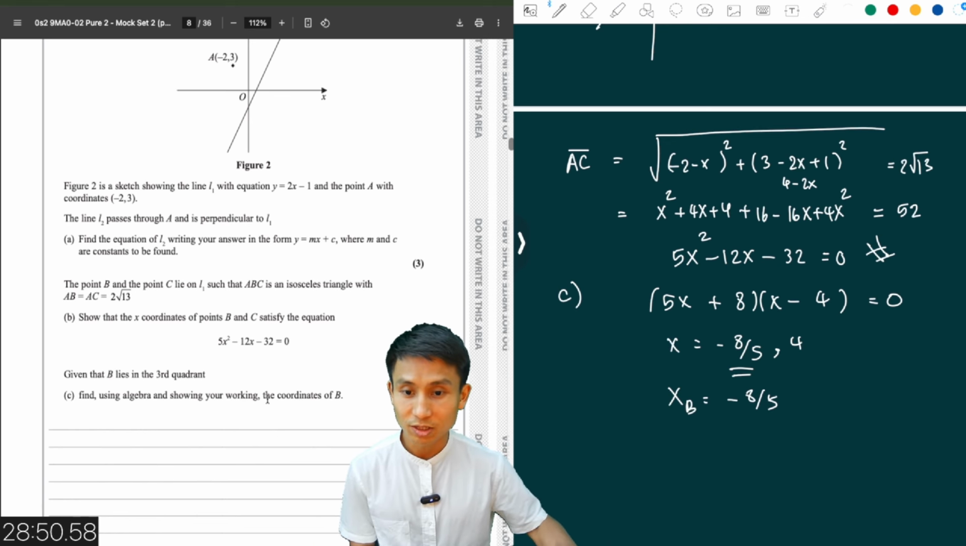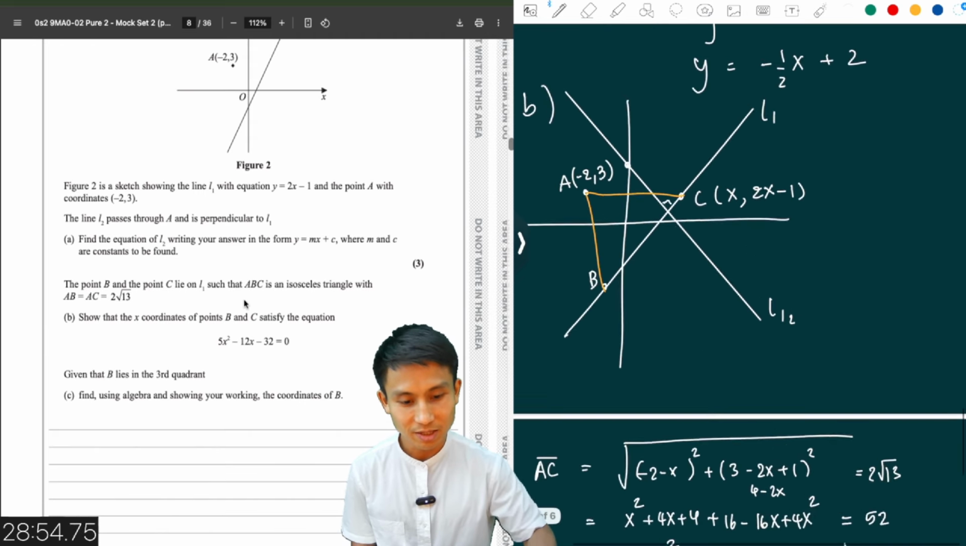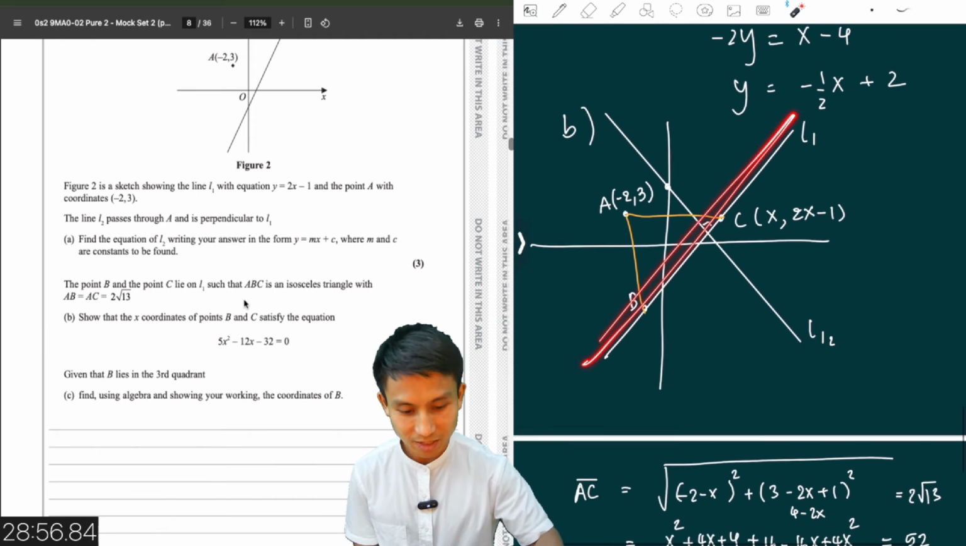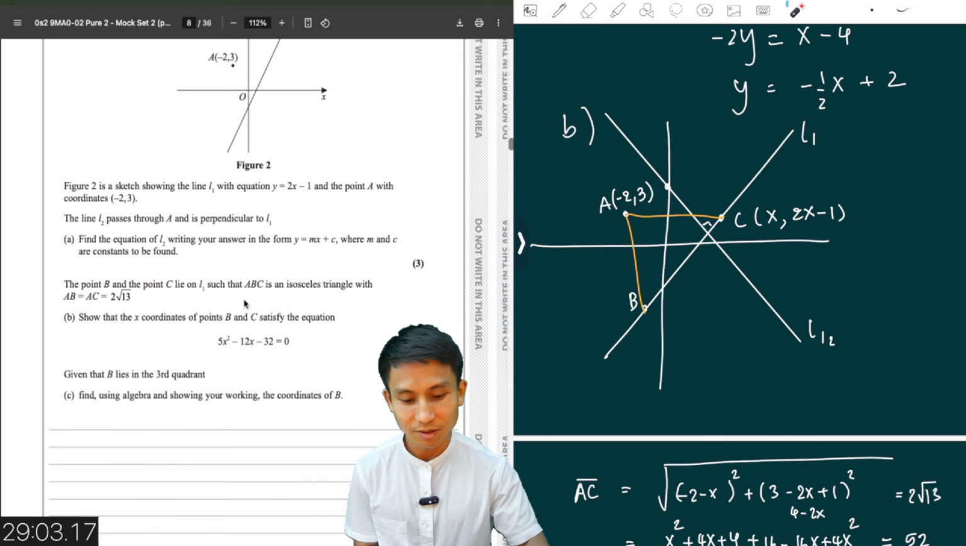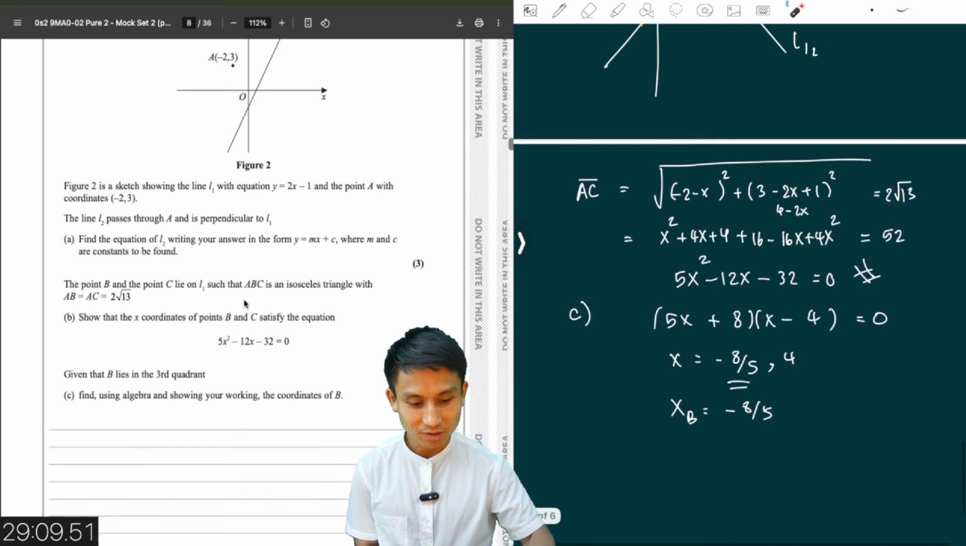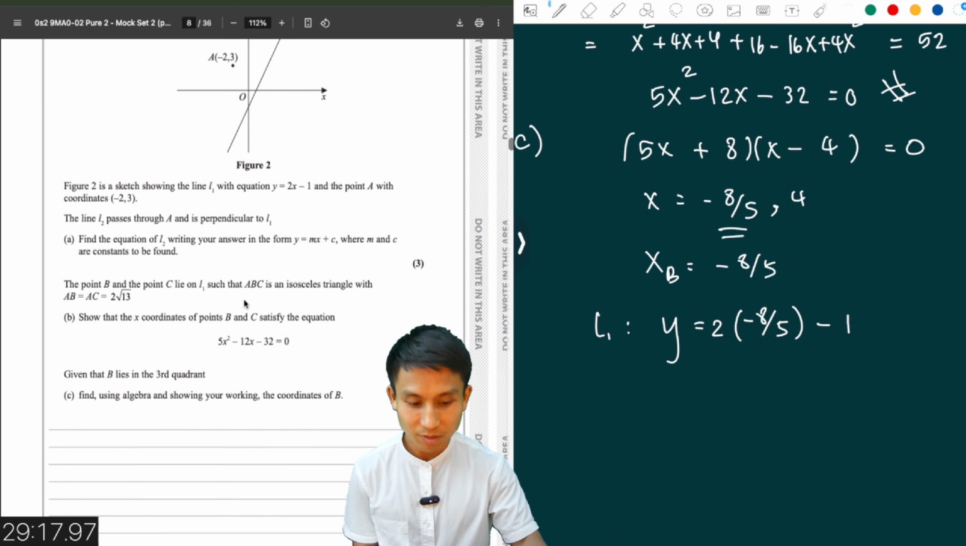And we want to work out the coordinates of B. So because B lies on the line L1, okay, B is on L1, that means we can plug the x coordinate of B into the equation of line L1 that you can see to get the y. Yeah, so L1 again, y equals 2x minus 1, so 2 times minus 8 over 5, and minus 1.